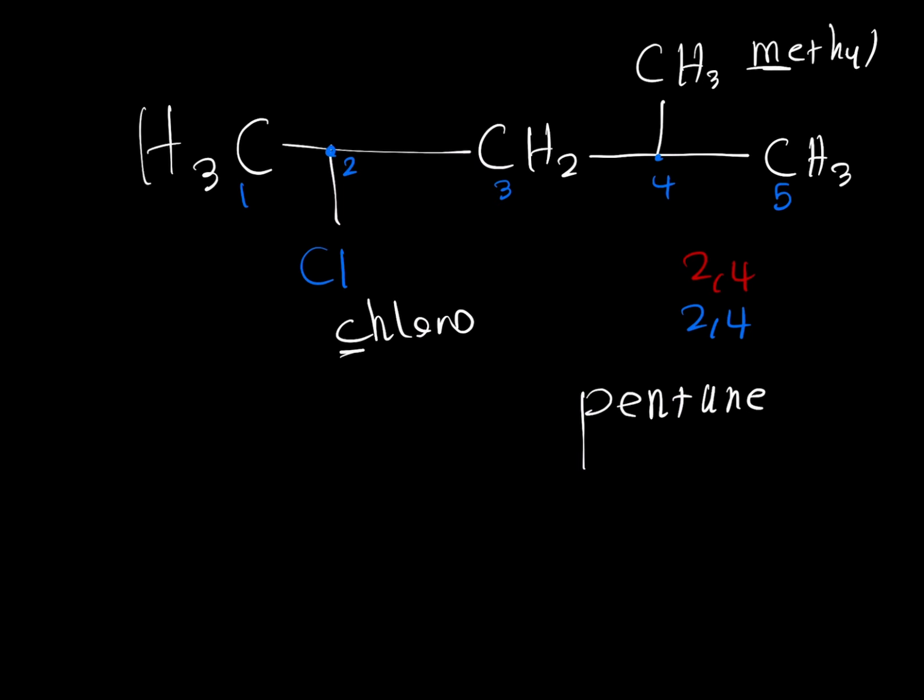So because of that, we're going to go by the alphabet. We're going to prioritize the chloro because C comes before M in the alphabet. So we're going to count left to right. So we'd get 2-chloro-4-methylpentane.